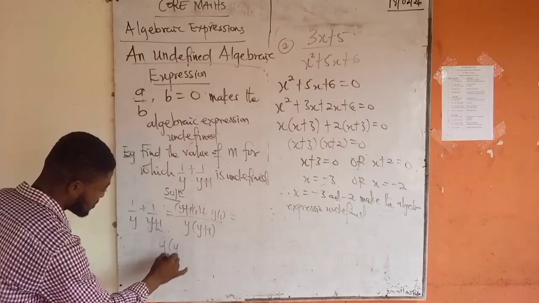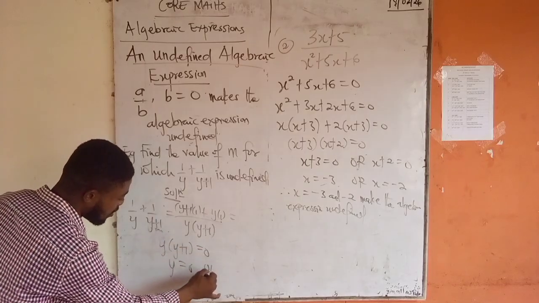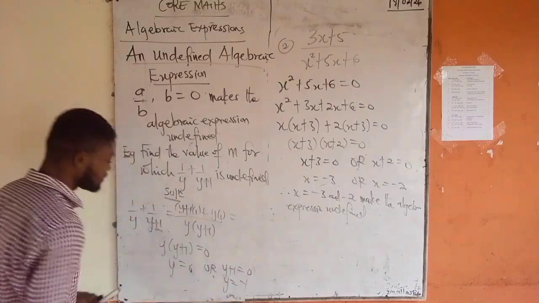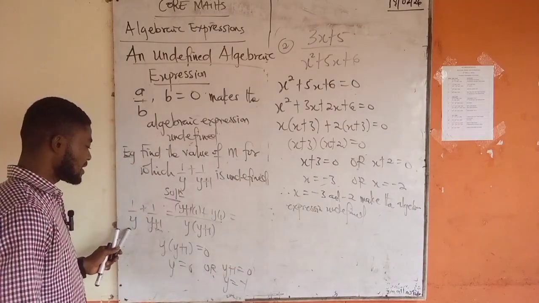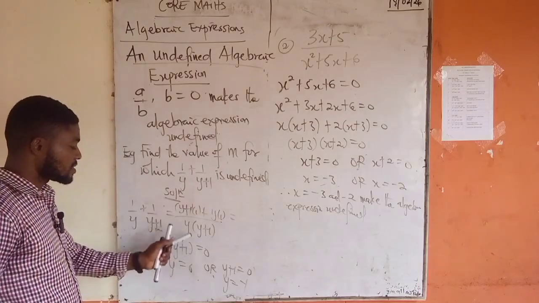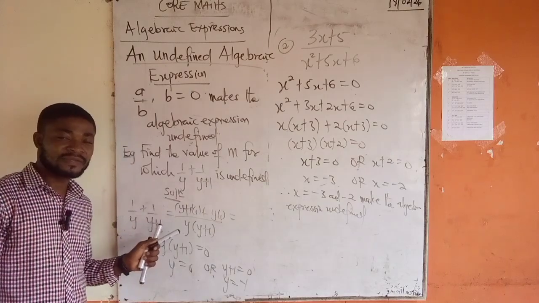I have y into bracket y plus 1 is equal to 0. y is equal to 0, or y plus 1 is equal to 0, y is equal to negative 1. When y is equal to negative 1, it makes the whole thing undefined. And then when y is equal to 0, it makes the algebraic expression also undefined.